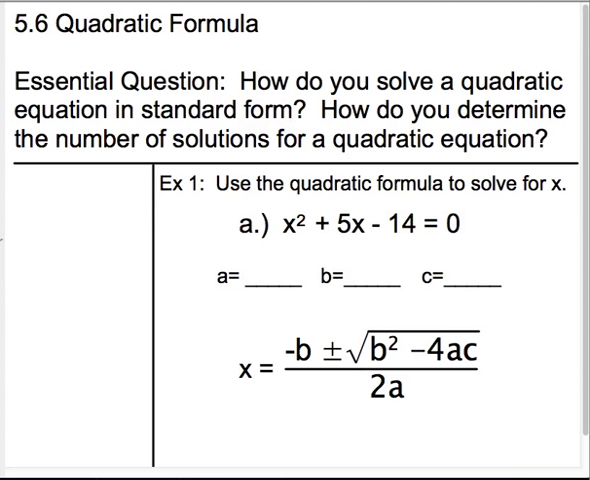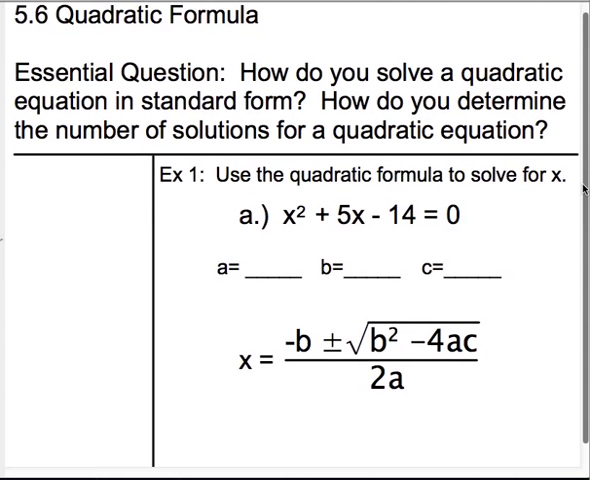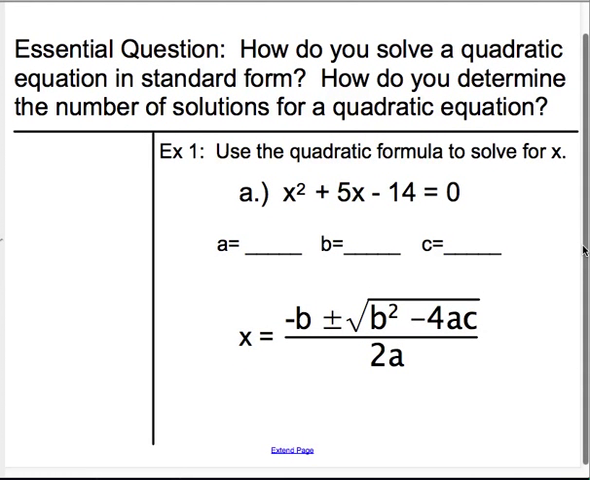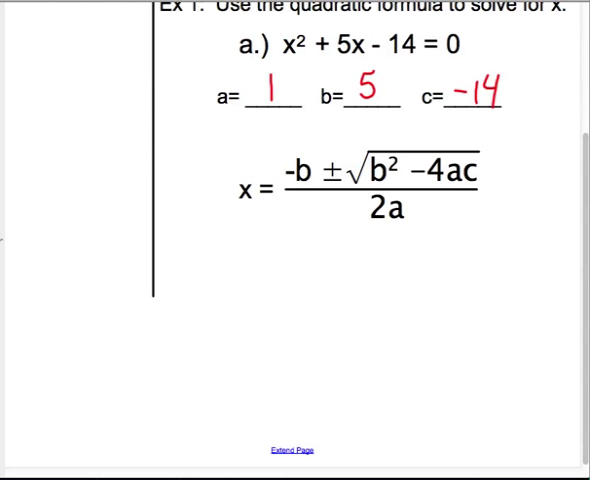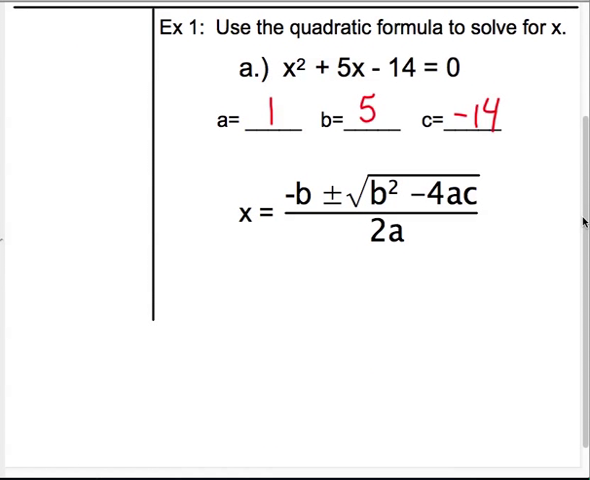So our first equation is x squared plus 5x minus 14 equals 0. So you want to identify your a, b, and c. A is the coefficient of x squared, b is the coefficient of x, and c is your constant. And then you substitute those values into the quadratic formula. So we have that here again, so you can see my direct substitution.